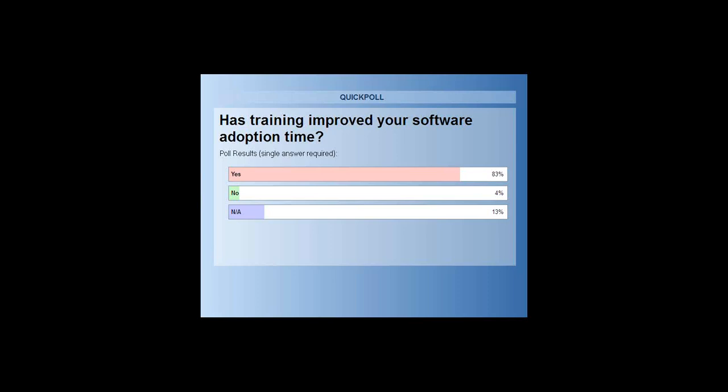Okay, the poll's closed now, and as you can see the results, we've got, as I said, a significant skew towards one of the 3 answers. So 83% of people say that yes, training does improve their software adoption times. What was that percentage again, please, Richard? 83%. Wow. Excellent. We've got 13% not applicable, so those are the people who are yet to take on some training. Okay, thank you.